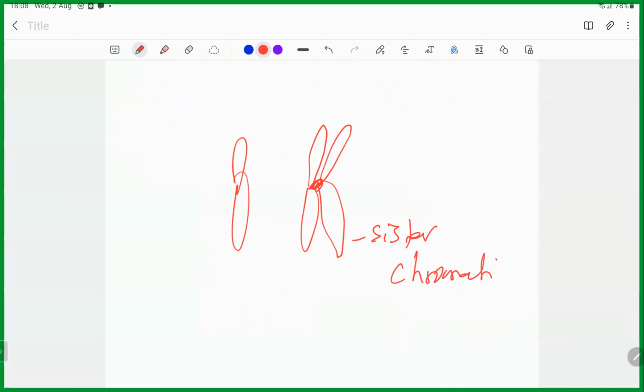I think we discussed all these things. Sister chromatid. Can you understand? So chromosomes, chromatids, that you should know. Okay, yeah? Fine. Okay, how many chromosomes we have?